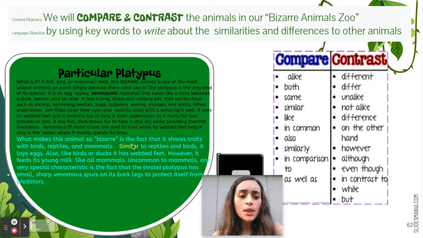Words like similar, also, like, all show you that I'm comparing the similarities. Words like uncommon or however are showing you that I am contrasting platypus to other species.